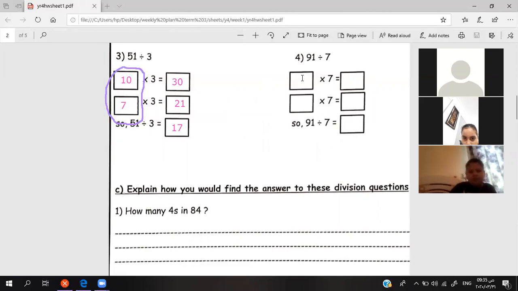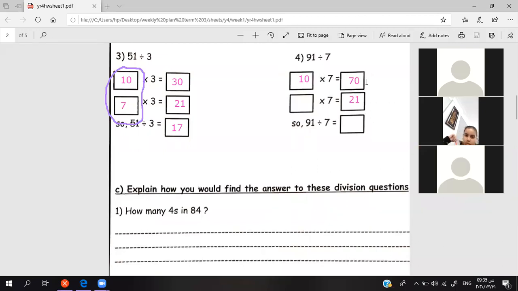Number 4, as we always do, we start with a 10. 10 times 7, 70. Do I want a 70? No, I want a 91. So after 70, 80, 90. Like this, I have a 20. Okay? And there's a remaining one because it's 91.